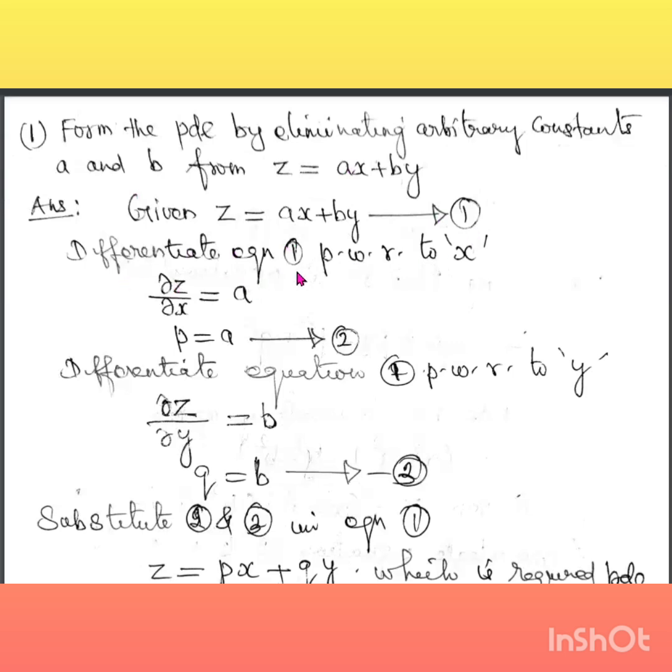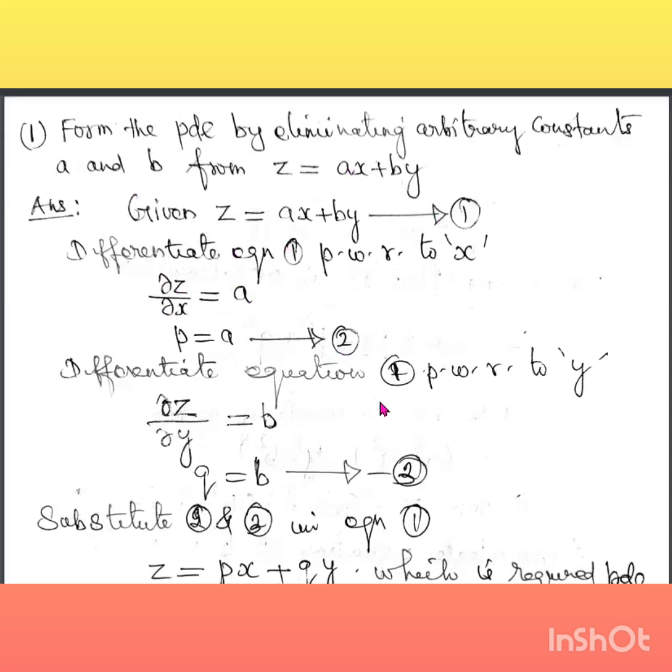Differentiate equation number 1 partially with respect to x. ∂z/∂x is equal to a, since the derivative of x is 1. What is ∂z/∂x from the notation? p is equal to a. So take this as equation number 2.